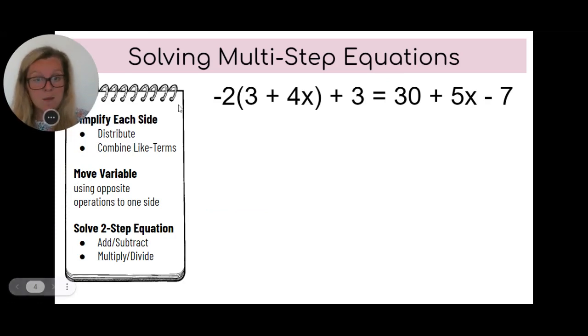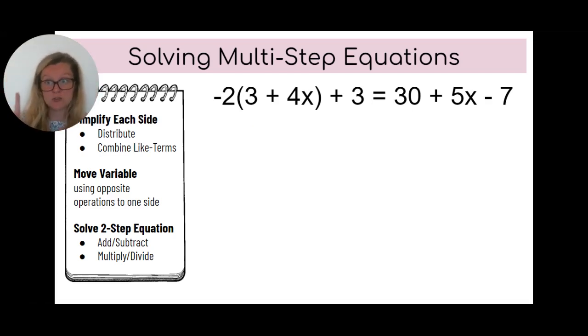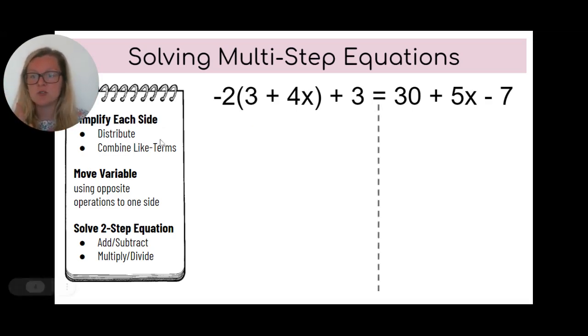So we have this big hot mess: -2(3 + 4x) + 3 = 30 + 5x - 7. I'm like, hey, this is definitely not a 2-step equation, so it must be multi-step. The first thing we're going to do is simplify each side. So remember, draw that line on your equal sign so you know where the left and right is. Then we are going to start by distributing.